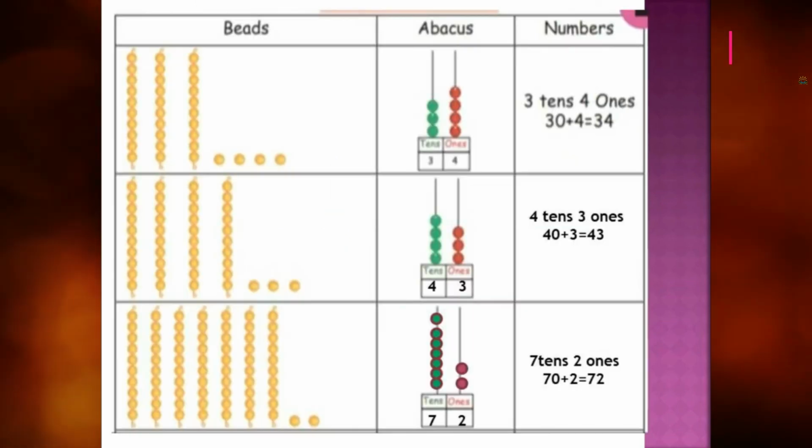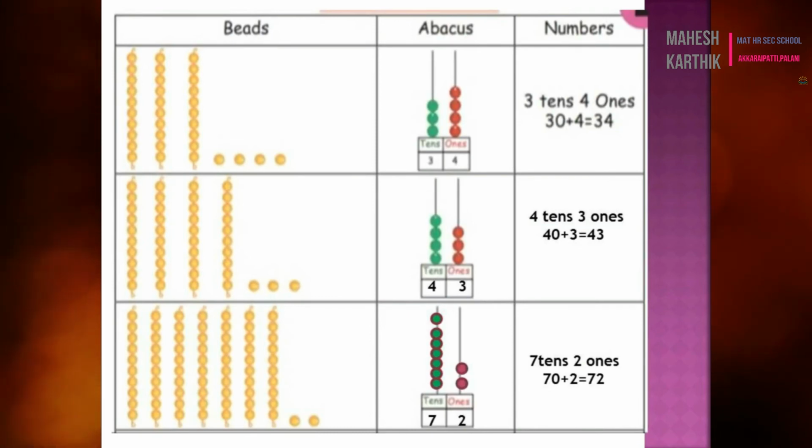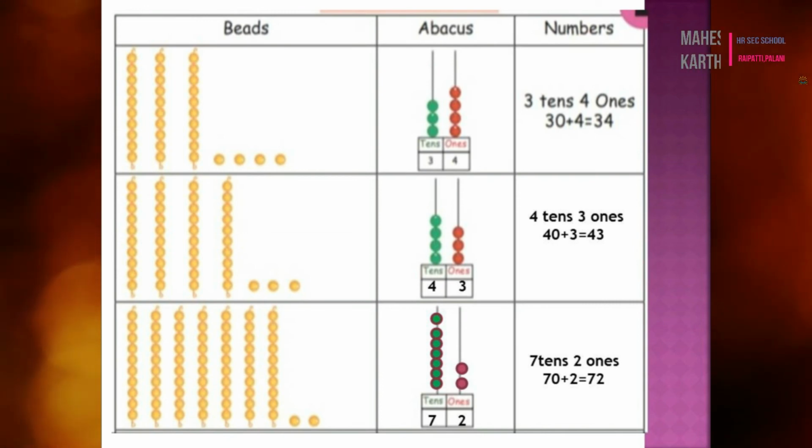Look at the picture. In this picture they have given 3 columns. First column contains beads, second column is the abacus, and the third column is the numbers. You have to see the beads and count them, you have to arrange them in the abacus, and you have to write the numbers. First one, see here, they have given 3 tens. 3 tens means 30.